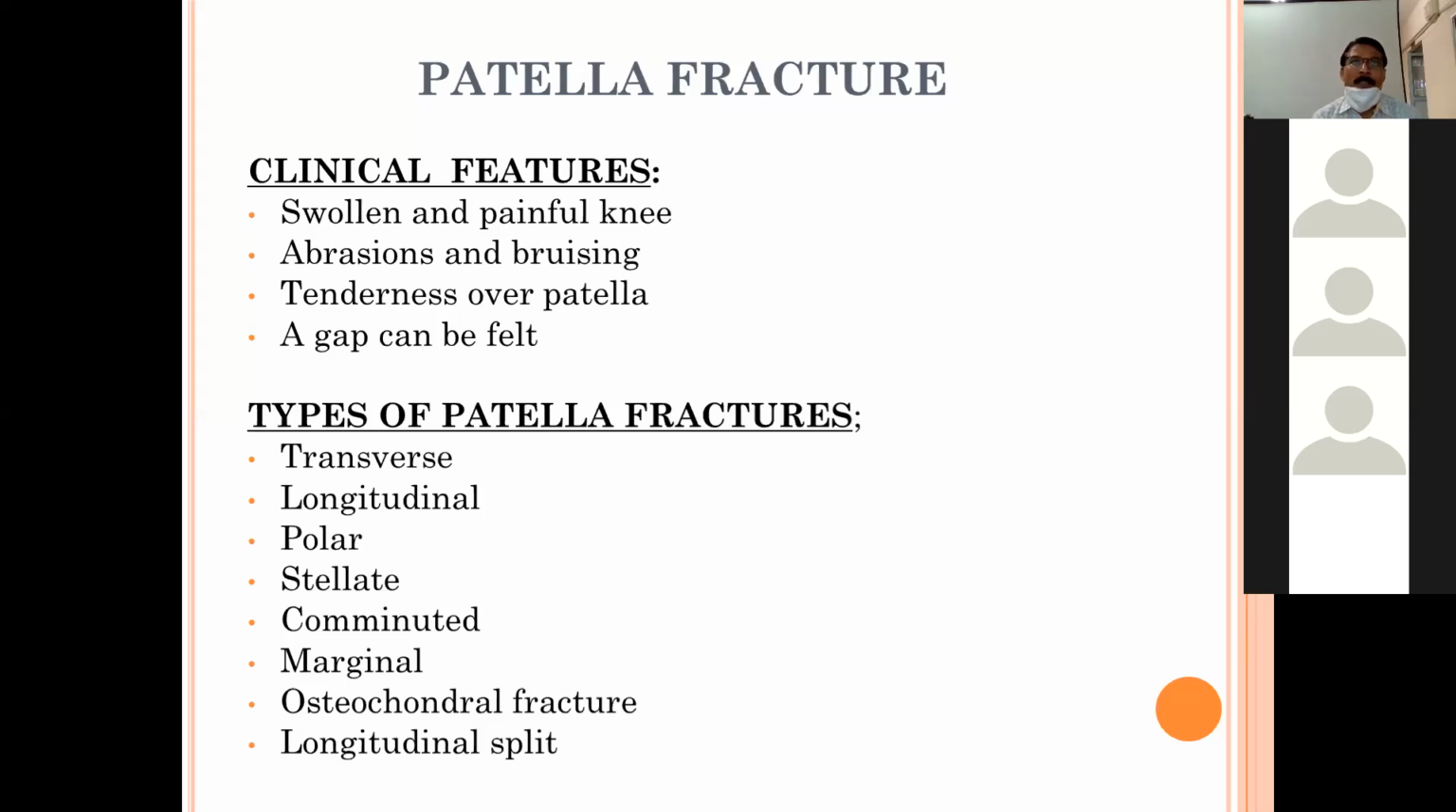Stellate fracture is a star shape. Star shape means the fracture has multiple lines, but there is no gap between the fragments. There is a fracture line, but the fragments are not displaced. This is called stellate fracture. Comminuted is actually the same as stellate fracture, but the fragments are away from each other, having gaps amongst them, so that is your comminuted fracture. Marginal fracture happens just like the polar fracture, which is upper pole or lower pole, but a marginal fracture happens at the sides, the medial side or lateral side, the border, where one small fragment is there. So that is called marginal fracture.